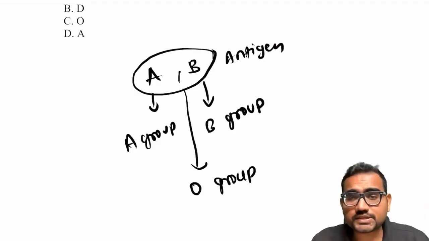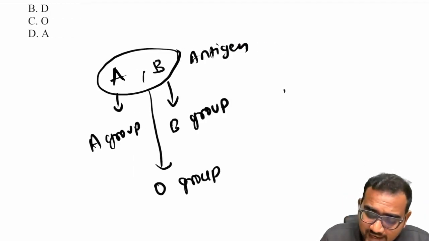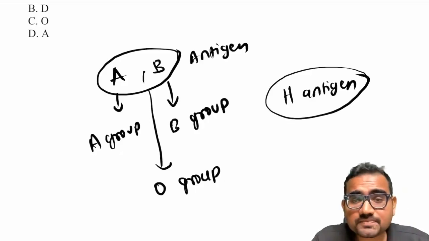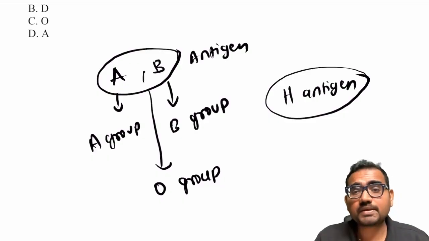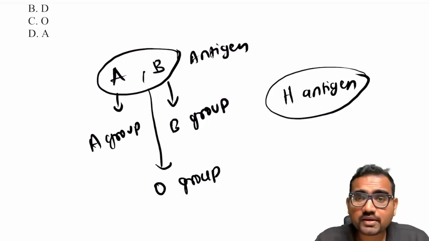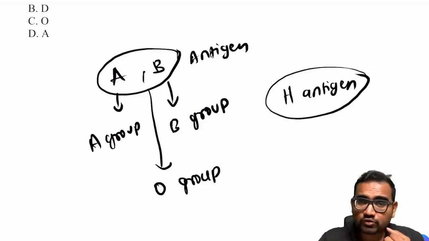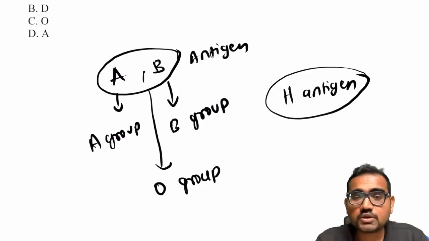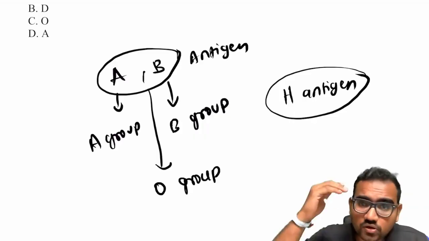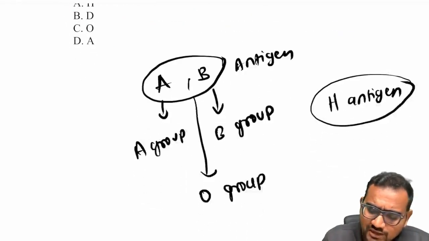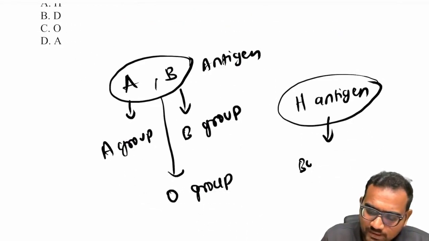Now a very important point is that there is something called the H antigen. The H antigen is a precursor of A and B antigens. So am I right in saying that H antigen will be present in A group patients, B group patients, and also O group patients? Obviously, because H antigen is a precursor of A and B. So H antigen will be present in all the blood groups. Now, what if the patient does not have H antigen? Bombay blood group.